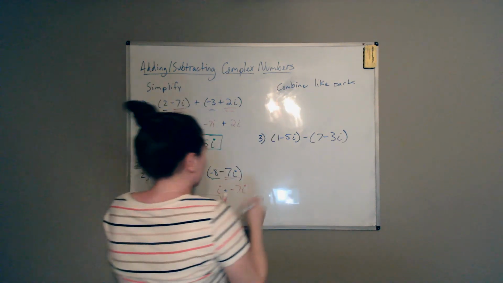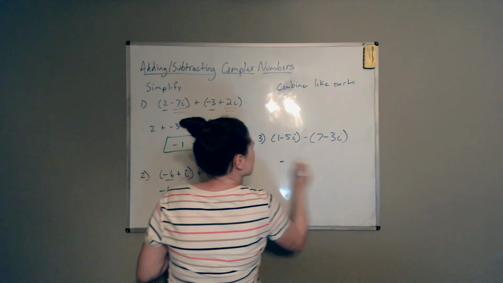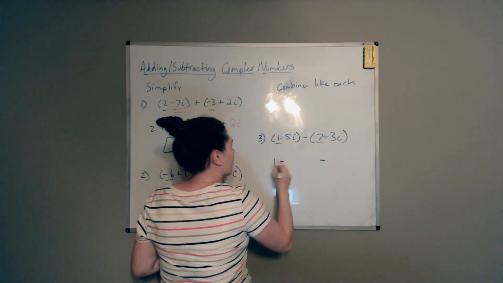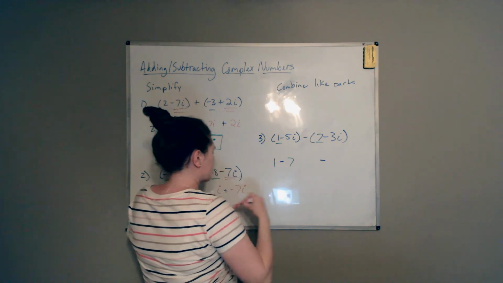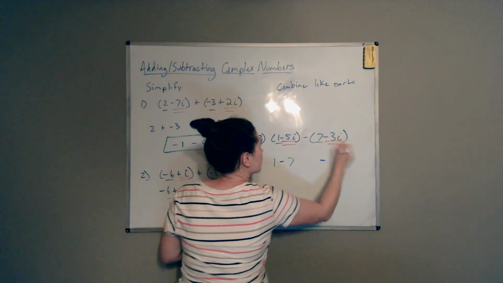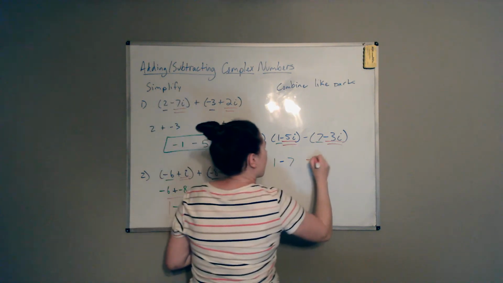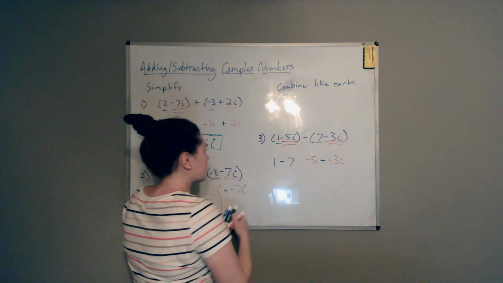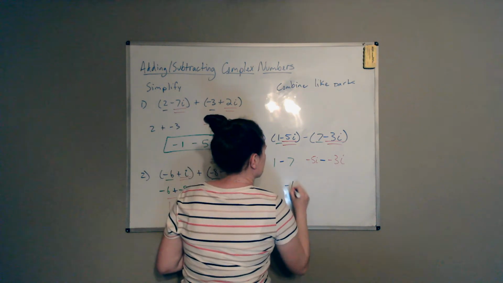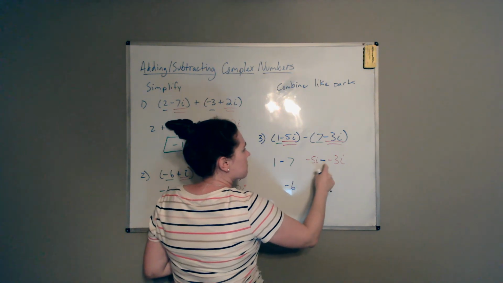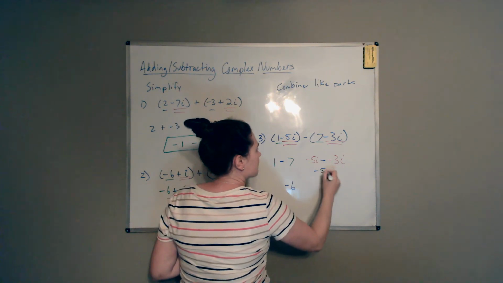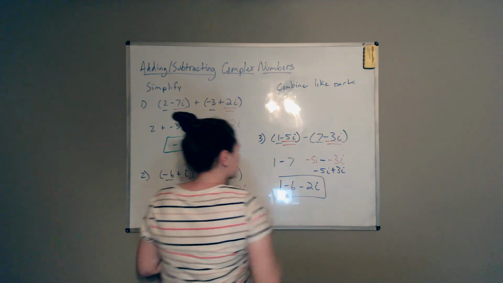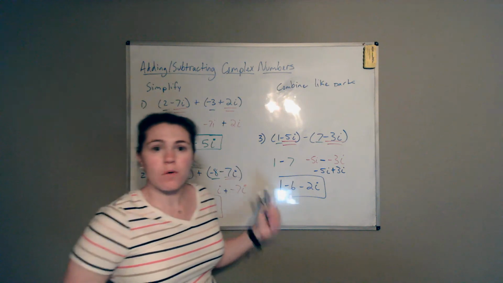Okay, so we're going to subtract like parts. So we are going to subtract 1 minus 7. And then we are going to subtract the imaginary parts, which are negative 5i minus negative 3i. So 1 minus 7 is going to give us negative 6. And negative 5i minus negative 3i, that's negative 5i plus 3i, that's negative 2i. Okay, we're going to do one more before we move on.